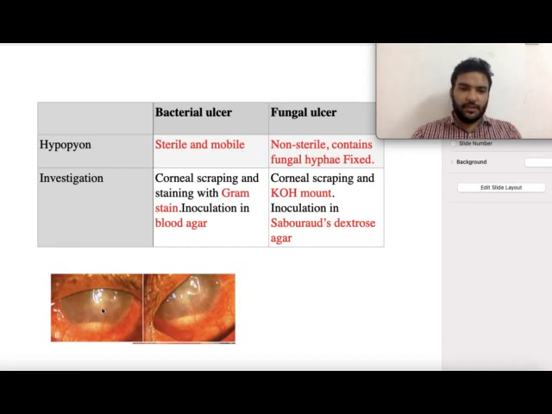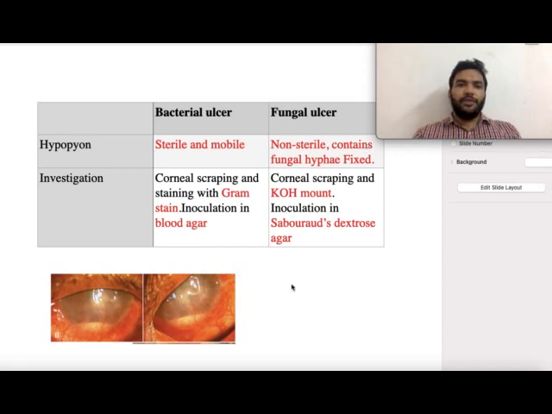And as you can see in this picture, the patient is with his head straight, and this is his head with his head tilted. The hypopyon has moved, as you can see. That's why it's mobile, and there is no hyphae to prevent it. Hyphae will be there in fungal corneal ulcer.